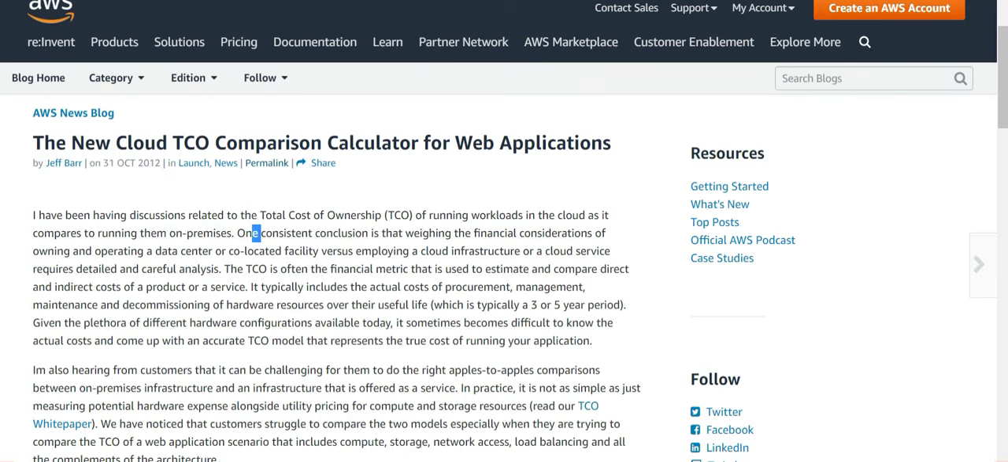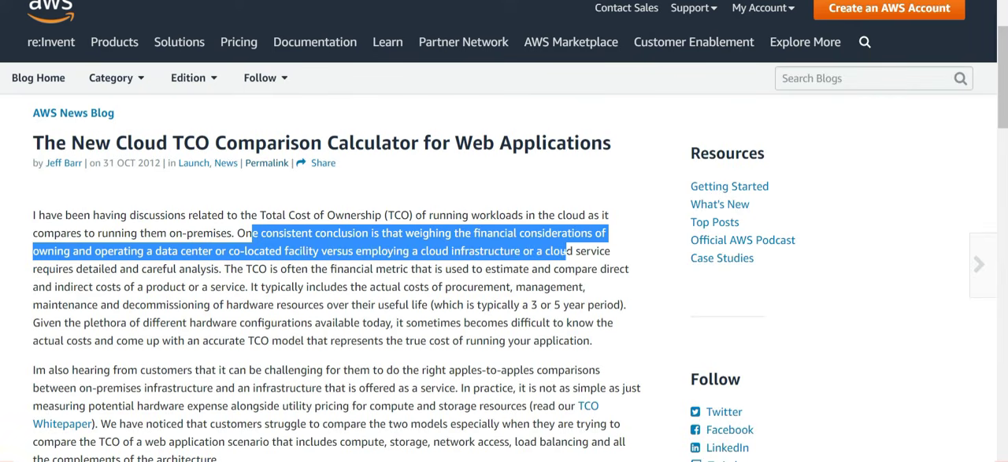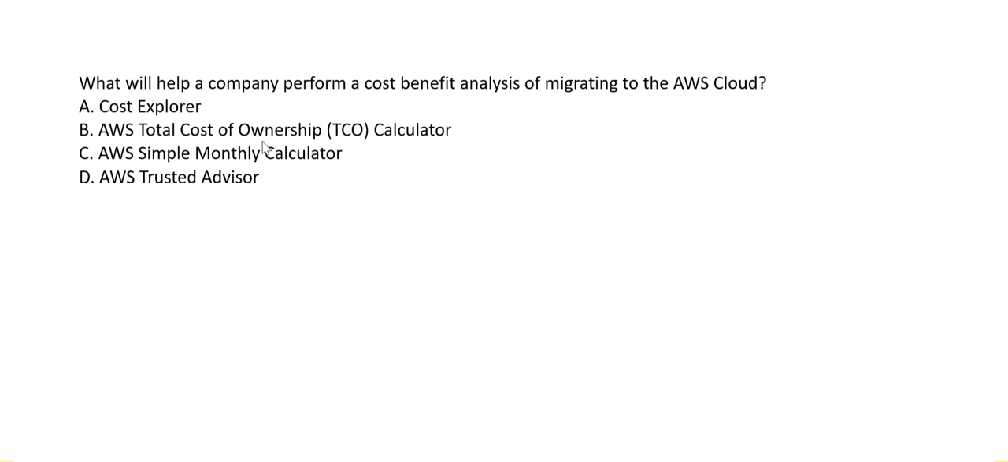It gives you one consistent conclusion weighing the financial considerations of owning and operating a data center or co-located facility versus employing a cloud infrastructure or cloud service. So this is what we need. And so option B looks absolutely correct, but let's scan through options C and D.